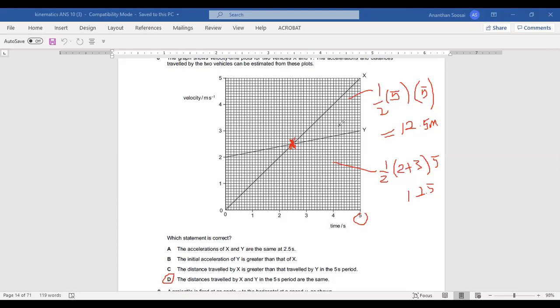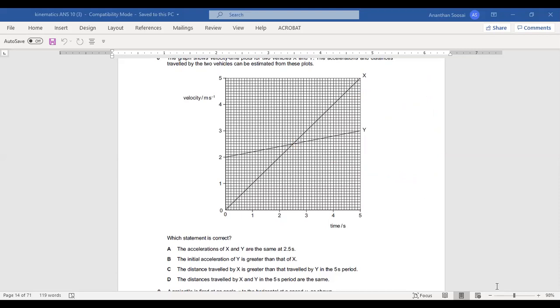Who's ahead at this moment? X or Y? Y is ahead. Very good, because the area under the graph of Y is greater than the area under the graph of X. So this is how you analyze the graph. The area under the graph is the displacement. So the answer is D. Okay, let's proceed.